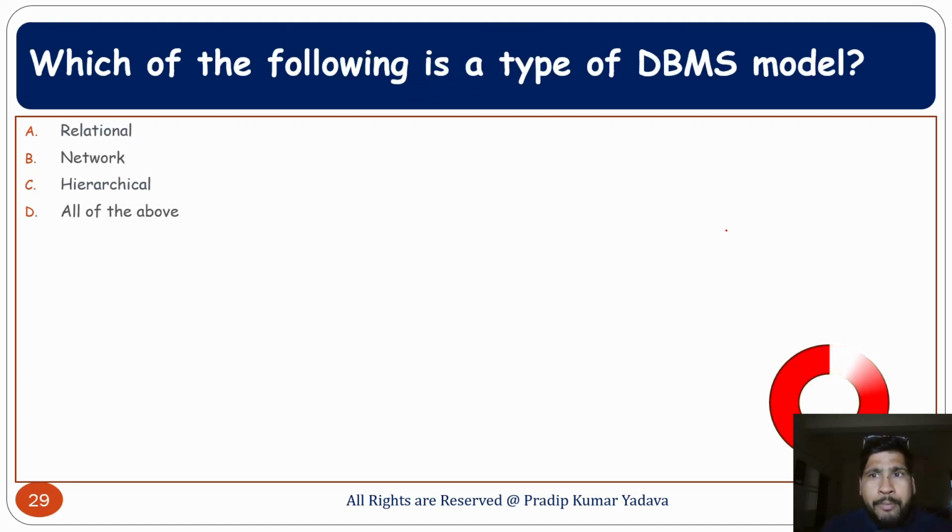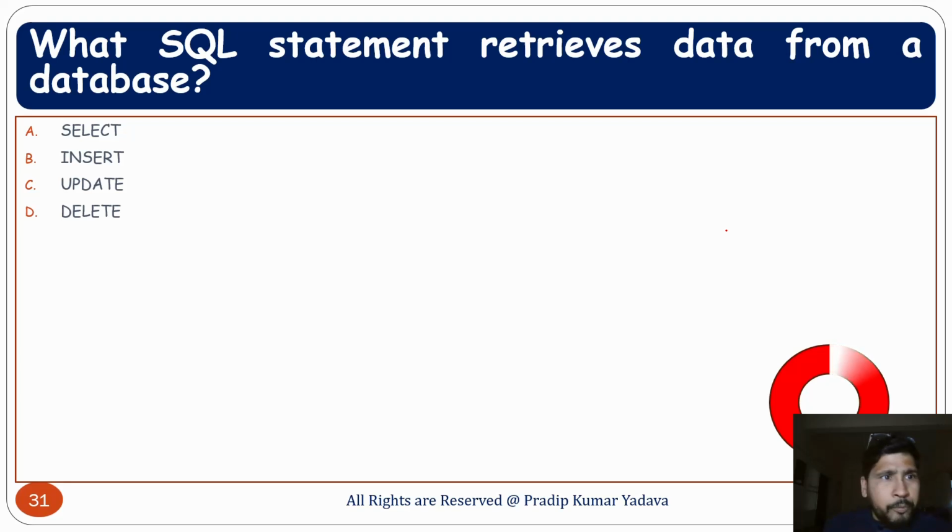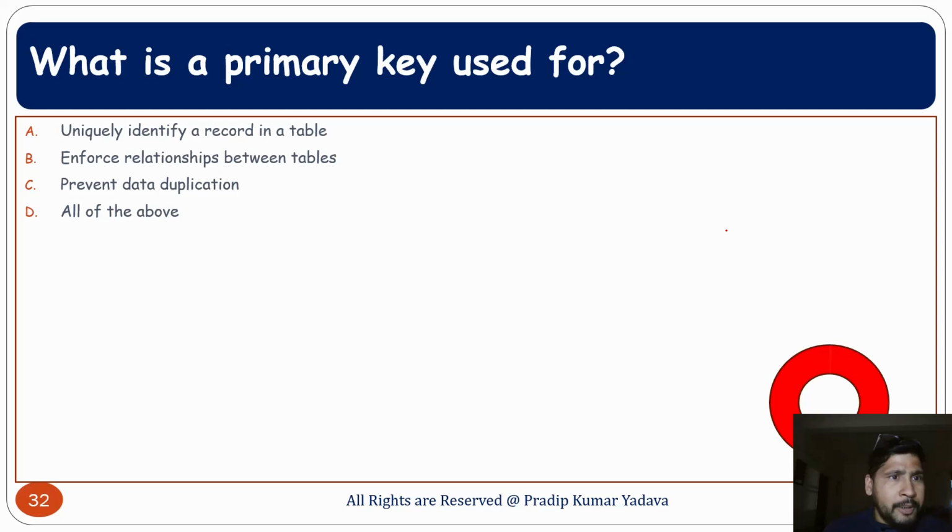Which of the following is a type of DBMS model? So relational is also a type of DBMS model. Metaverse is also, hierarchical is also, meaning all options are correct here. Which of the following is not a component of database management system? So as we know, query processor is a component, database engine is also a component, indexing engine is also a component. Only database table is not a component of database management system. What SQL statement retrieves data from database? That is select. We have already discussed.